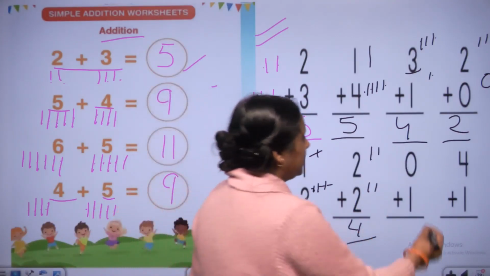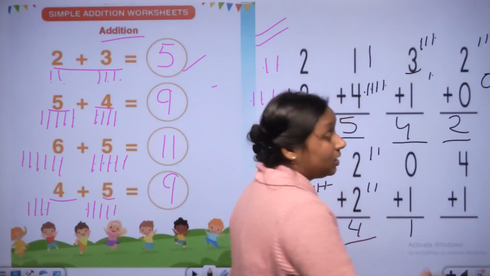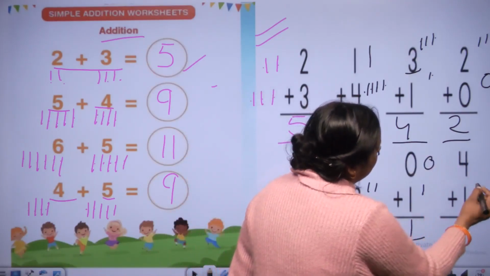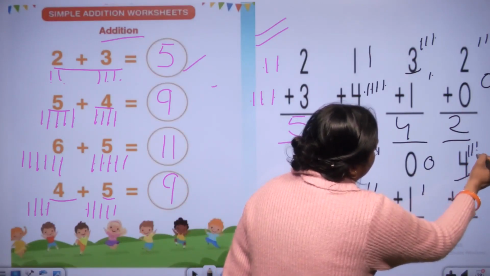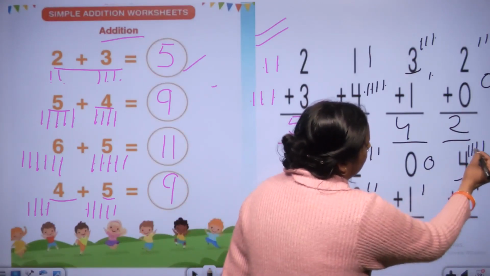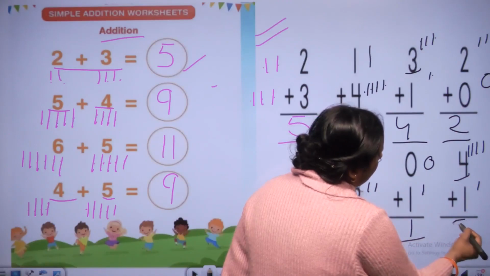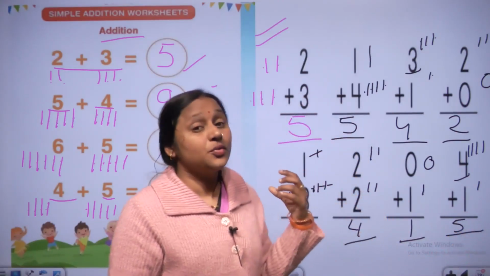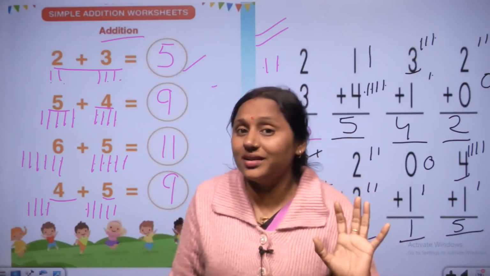Okay, then 0 plus 1, 1. Yes, 1. 1 will stay 1. 0 means nothing. 4, 1, 2, 3, 4 sticks, then 1. 1, 2, 3, 4, 5. Yes. When we add 4 plus 1, what sum do we get?